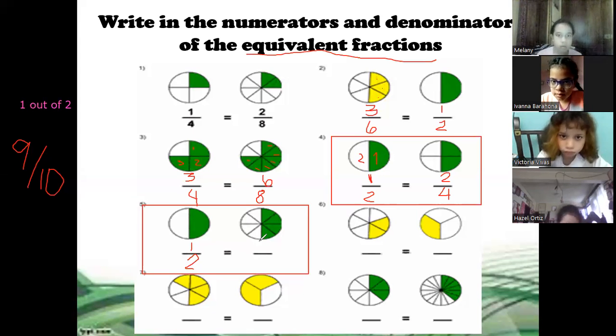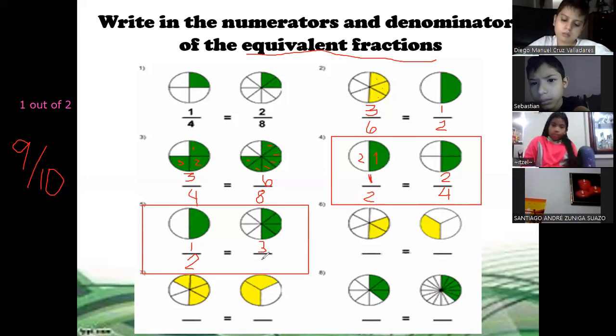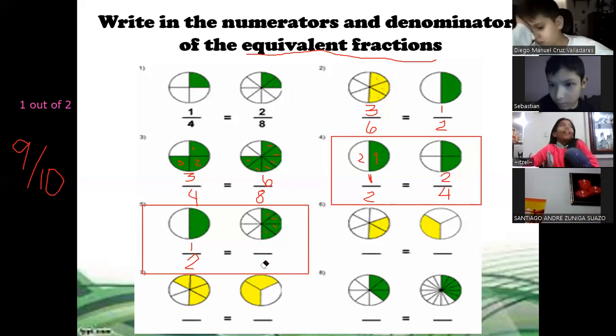Six here. You have to give me the numerator first. 6 there? 3, okay. This one? 4. 4. Like that. Okay, you got a mistake. First of all, in color, there are 4 pieces. 1, 2, 3, and 4. So the numerator is 4.